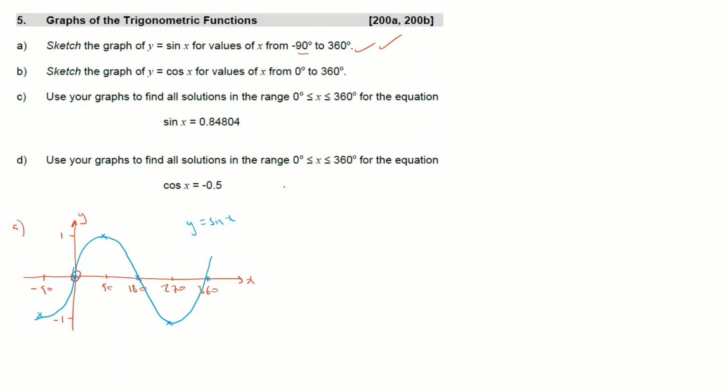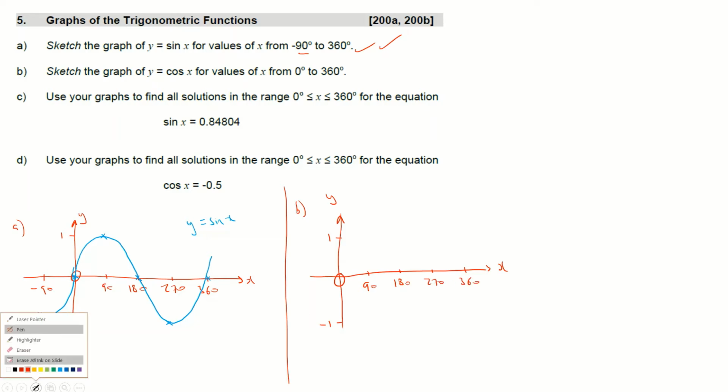Now, part B, I'm asked for the cos function, this time from 0 to 360. So the cos function is basically the sine function's brother. All right, they're very close. We've got y and x again, 0. Cos never gets higher than 1 or lower than negative 1. I've got 90, 180, 270, 360. So 90, 180, 270, and 360.